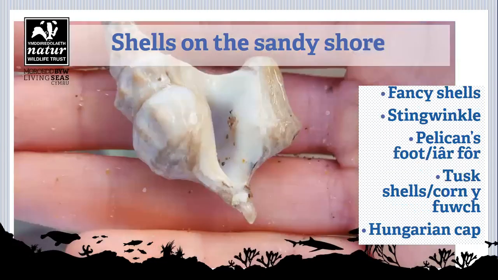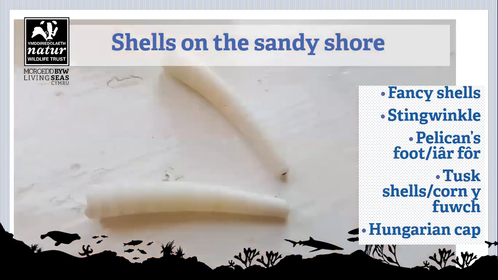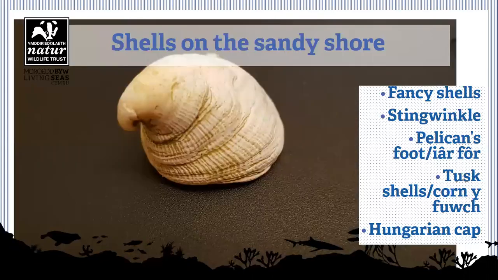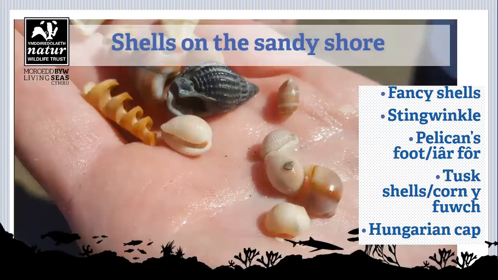So we've got, this is pelican's foot or yard vor. We've got tusk shells that you can find as well, called corn y fuwch. Other finds, don't expect to know these when you see them, but just know that they could be seen. So it's good to keep your eye out. This is a Hungarian cap, which you can find as well. And then this is a lovely handful of fantastic finds.